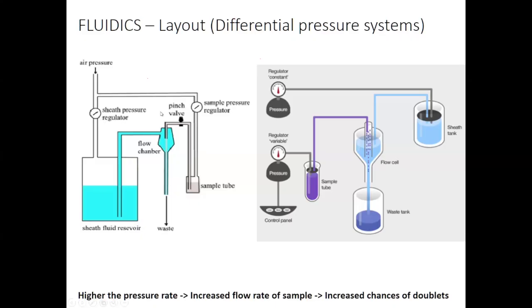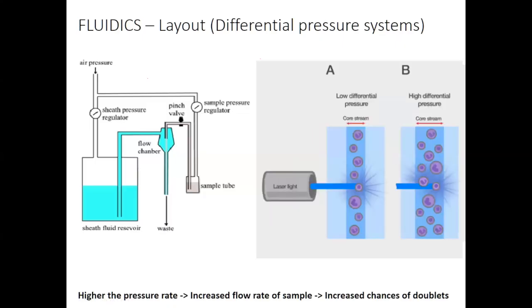So this is about the fluidics layout. The same here. This is the sample pressure, which the users can adjust. The sheath tank pressure normally you cannot change because it's set by default.